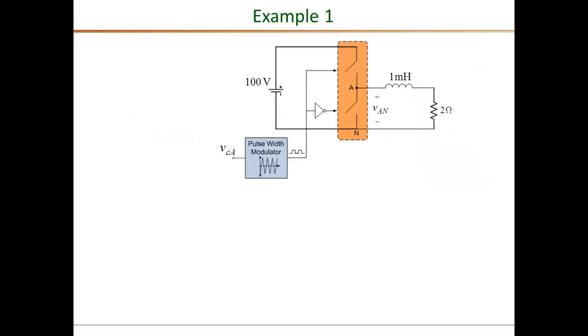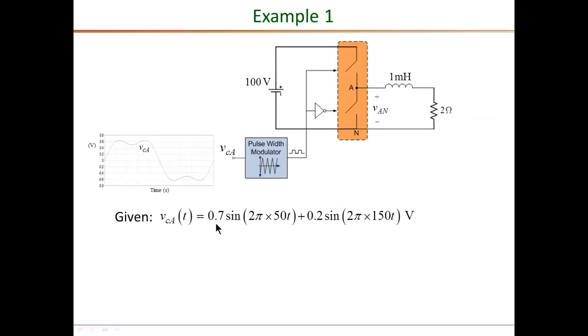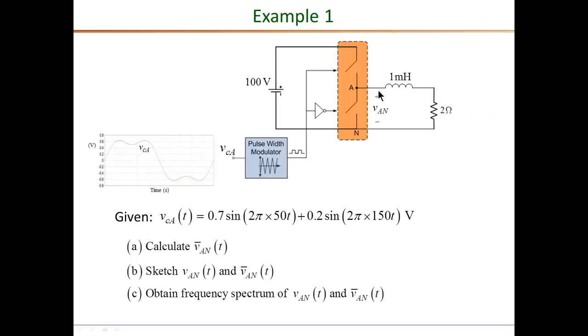Okay, let's do a quick example. Here is a single power pole converter, and I give the control voltage to be this expression. It has a 50 Hertz component, 0.7 volts amplitude, and a 150 Hertz component at 0.2 amplitude. That's the control signal, and you can see that the VCA is between -1 and 1, which is a requirement. The problem is to calculate the average of the pole output voltage given this control signal, and using simulation get the plots of the instantaneous and the average VAN, and also obtain the frequency spectrum of both the instantaneous and average VAN.